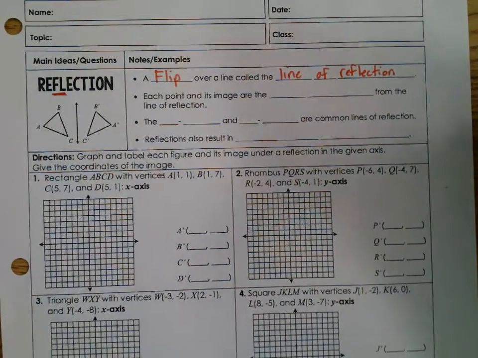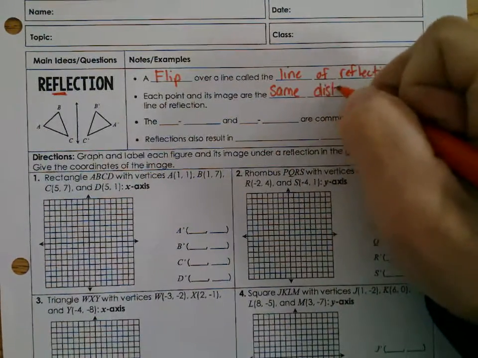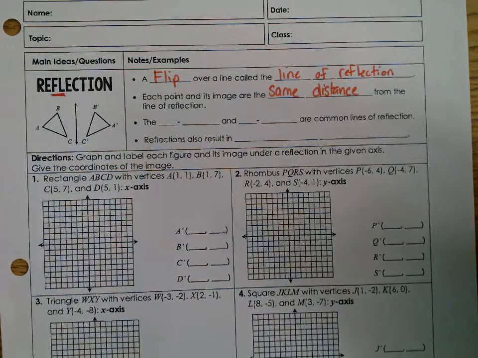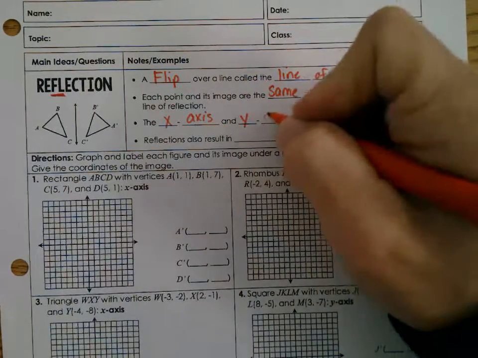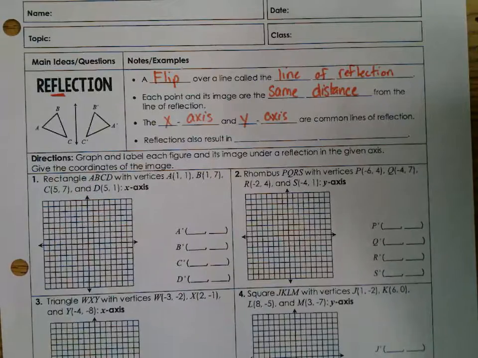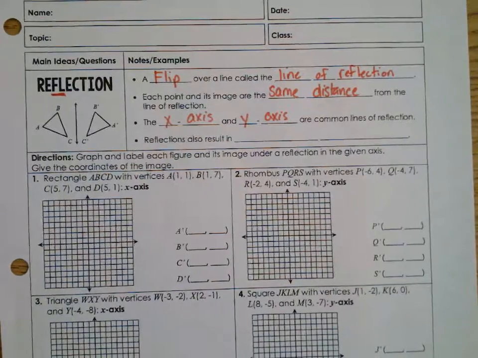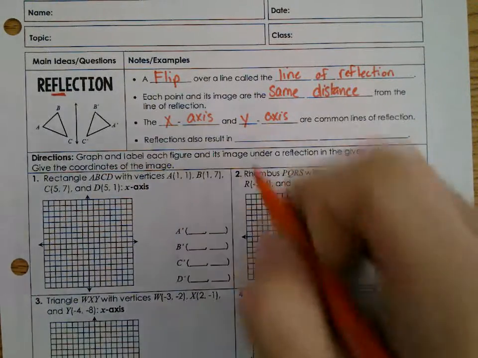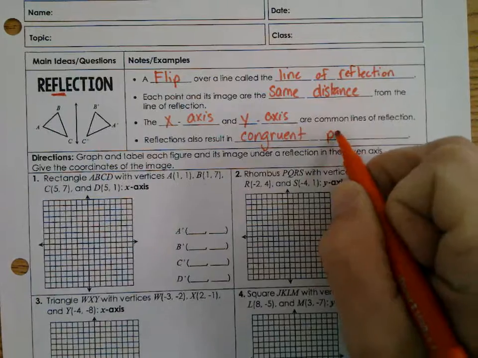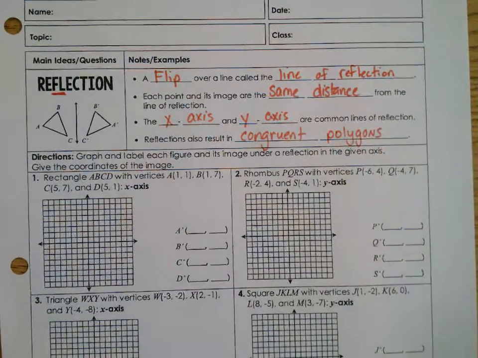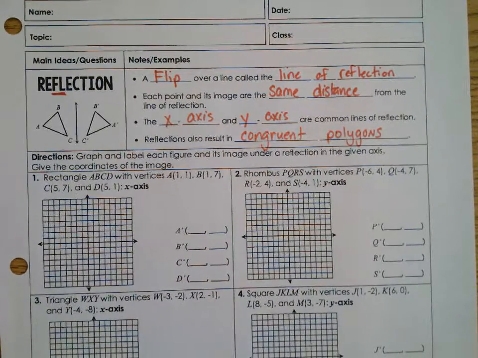Okay? Each point and its image are the same distance from the line of reflection. The x-axis and the y-axis are common lines of reflection. And in fact, you guys will only be dealing with reflections over the x and y-axis, nothing else. Reflections also result in congruent polygons. Just like when we did translations, the size and the shape of the polygon never change. That goes for reflections too. Okay?